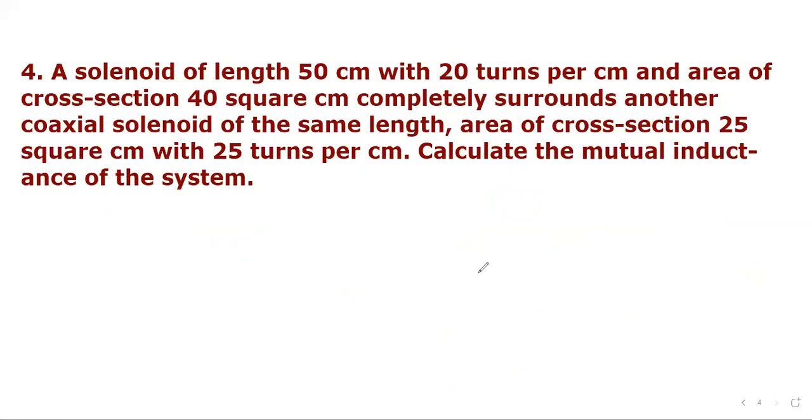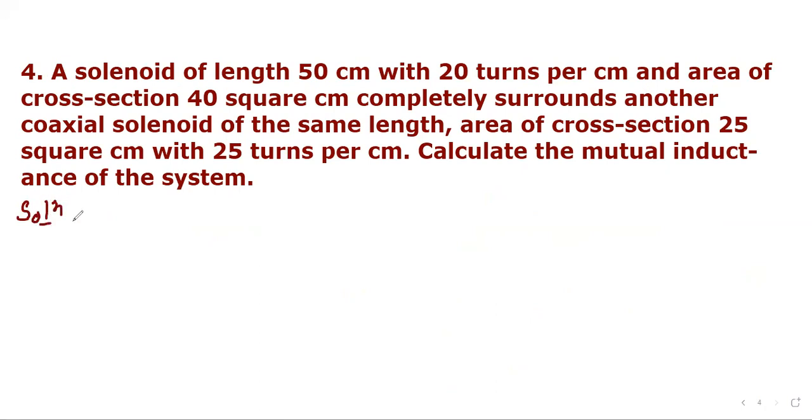A solenoid of length 50 centimeter with 20 turns per cm and area of cross section 40 square cm completely surrounds another coaxial solenoid of same length, area of cross section 25 square cm with 25 turns per cm. Calculate the mutual inductance of the system. So let's see.